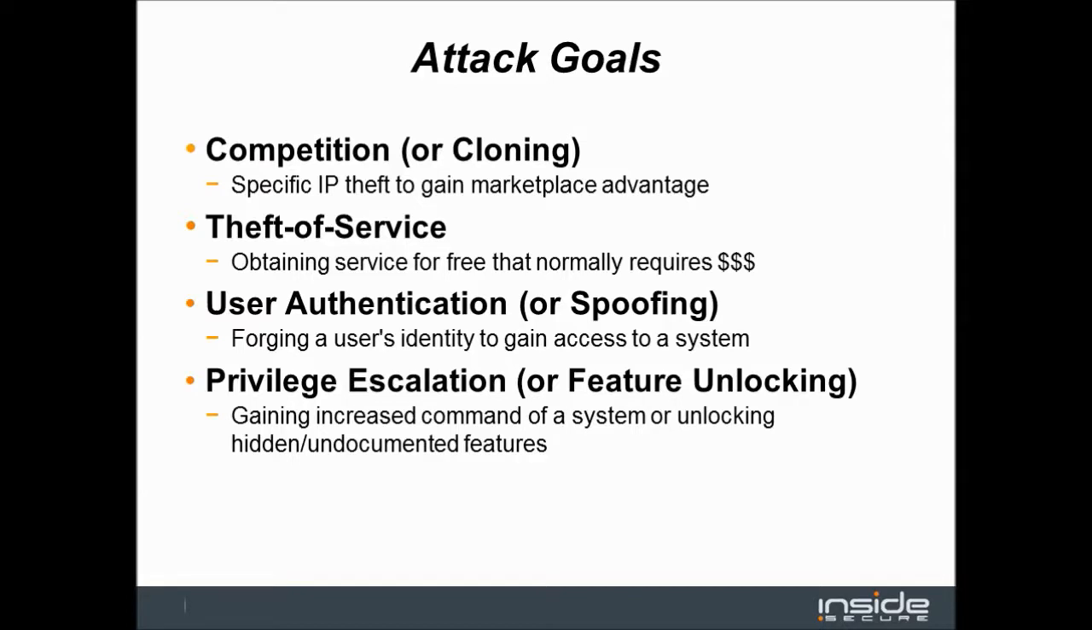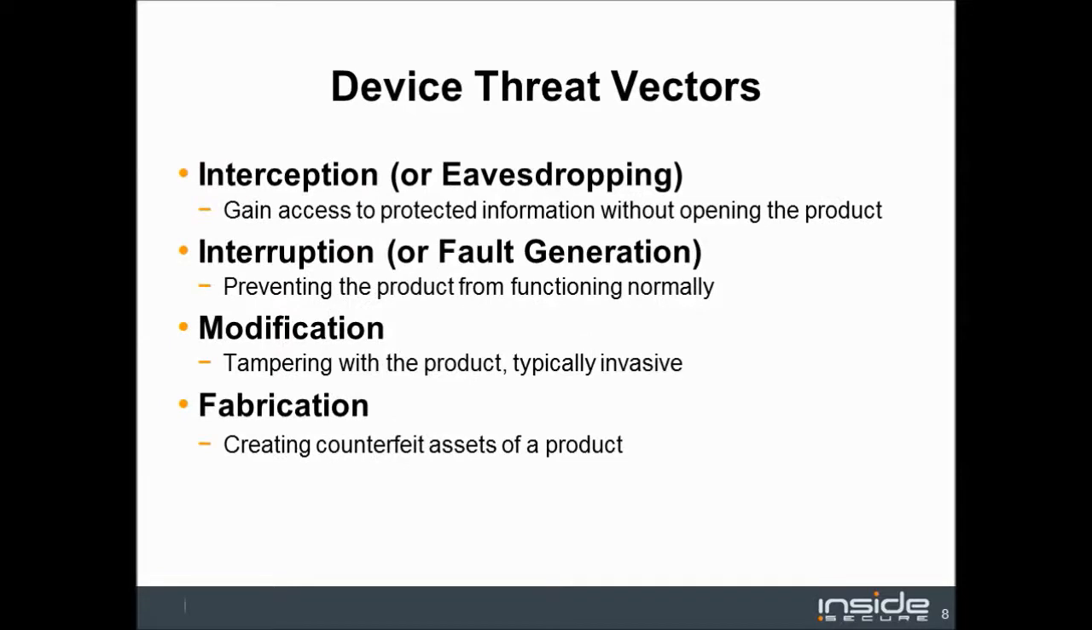But that feature also could allow people to start unlocking by themselves. Think of tuning Audi cars to bypass their motor management. That's happening today. Device threat factors: interception, interruption, modification, fabrication, creating counterfeit assets. Those are all aspects that are happening today. And again, it's our task to help people build systems that maintain and guarantee the revenue stream and avoid this from happening.